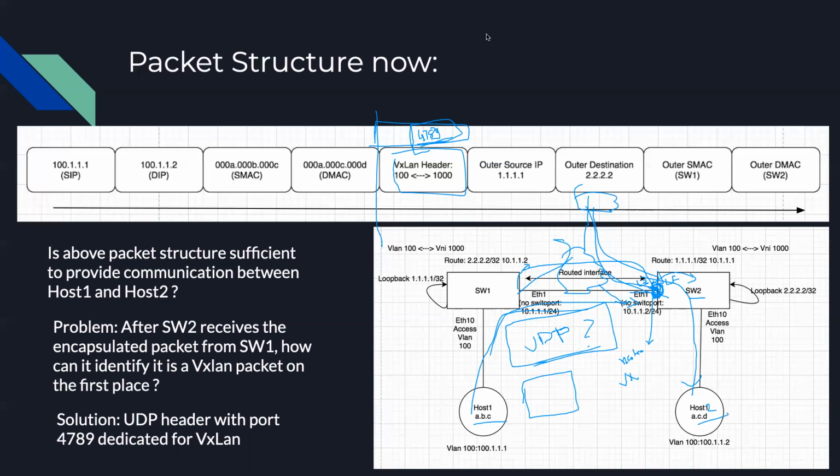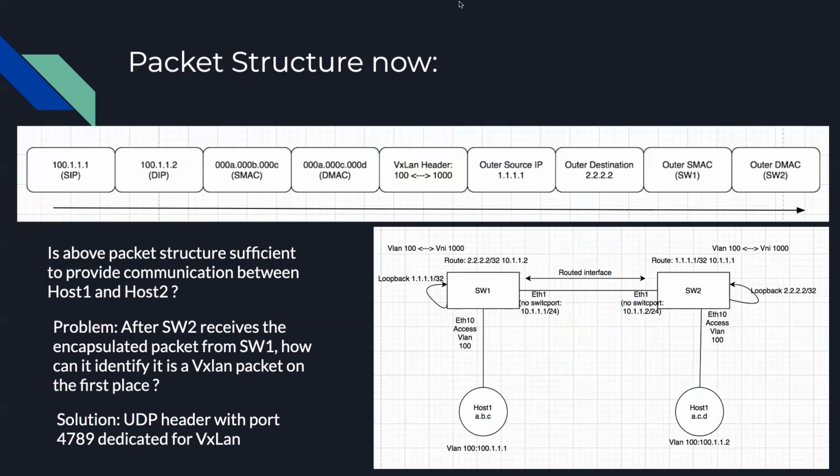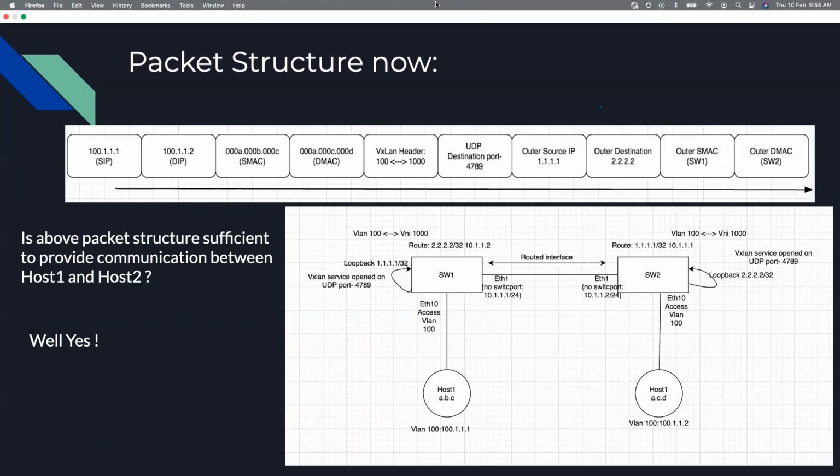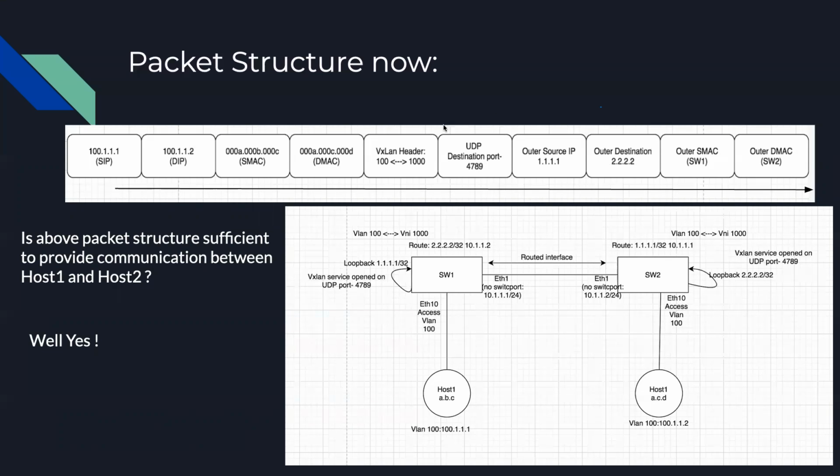So that's why we have UDP destination port 4789, so that this side will know that this is an encapsulated packet. Anything else we are missing here, or is this complete? It should be enough. Okay, but one thing is not here, right?